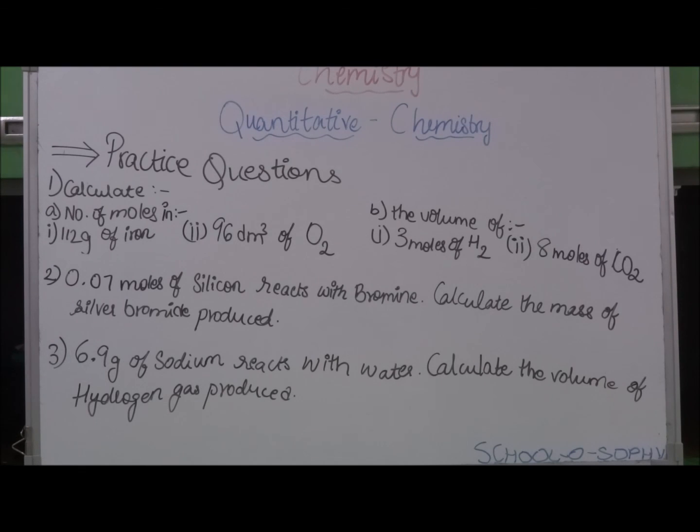Second question, 0.07 moles of silicon reacts with bromine. Calculate the mass of the silicon bromide produced. Third, 6.9 grams of sodium reacts with water. Calculate the volume of hydrogen gas produced.